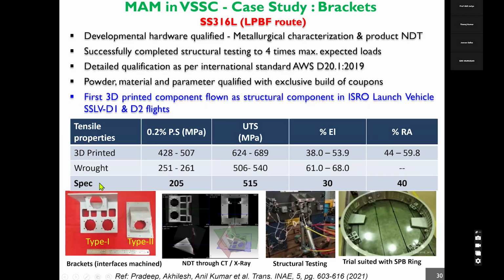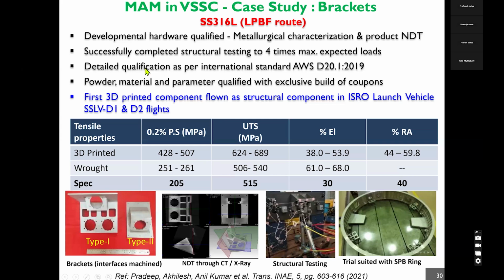So you can see here the specification for SS316L is 205 MPa yield and 515 MPa UTS with 30% elongation and 40% reduction in area. And in rod condition, we could achieve these kinds of properties. And in 3D printed condition, we could achieve properties which are well above the forged component properties. So that gives us tremendous advantage.